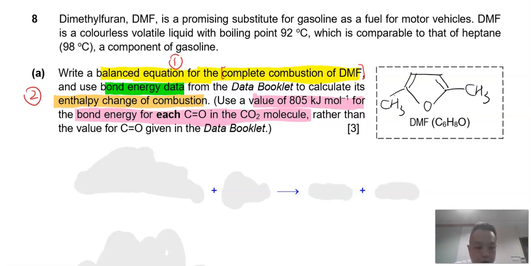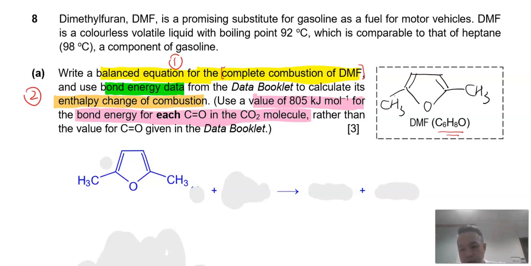So DMF, the structural formula is given to you here, CH3 attached to a ring, the molecular formula C6H8O. That will be helpful for us to write the equation. Okay, so first of all, the DMF structure. Notice that state symbols is important. So how do I know that DMF is a liquid? They mentioned in the question. So state symbols is important in thermochem. So liquid. So in total there are 6 carbon.